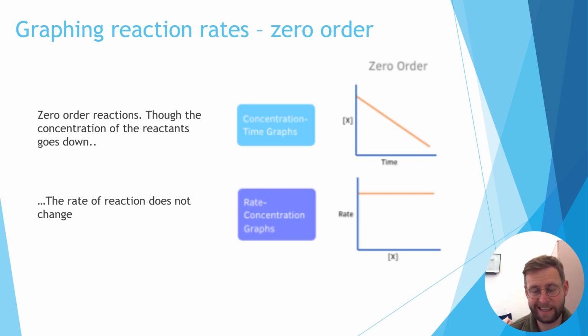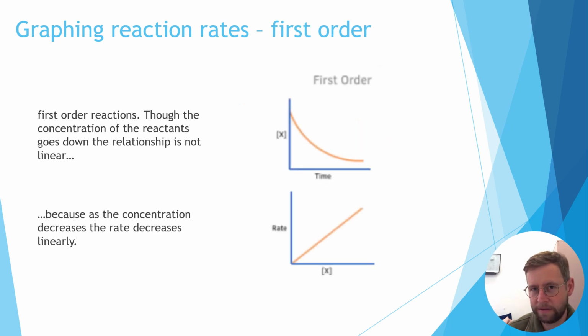Now you can actually see that the rate, of course, would be equal to the gradient of the concentration time graph. If that is a straight line, then the rate is going to be of fixed value, which means it's zero order. There was no dependence on the concentration. So let's look at a first order graph.